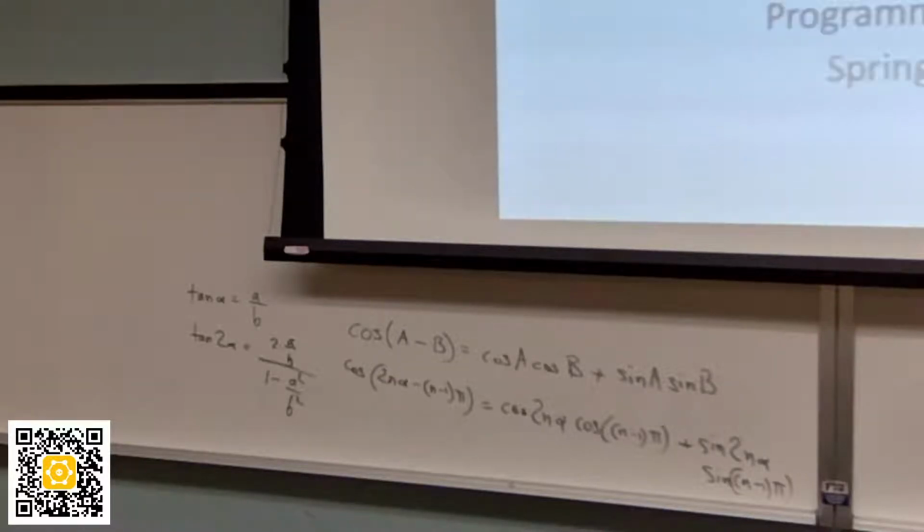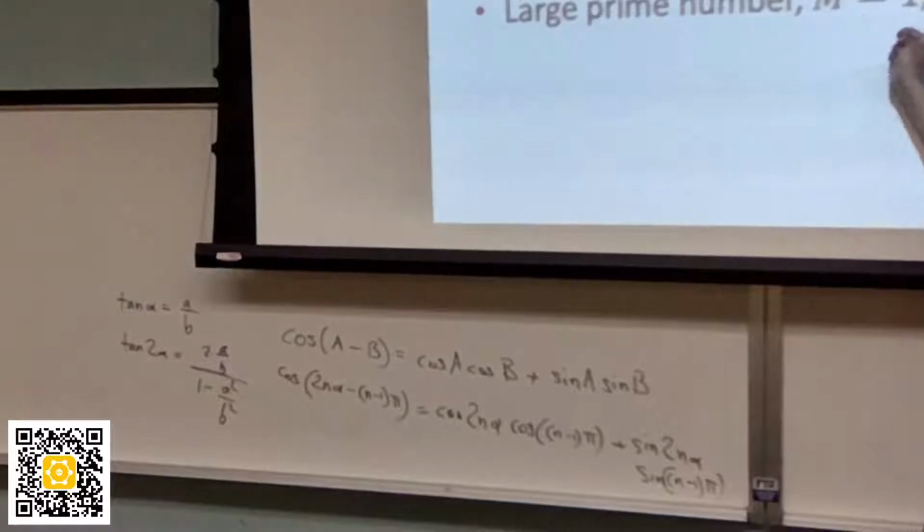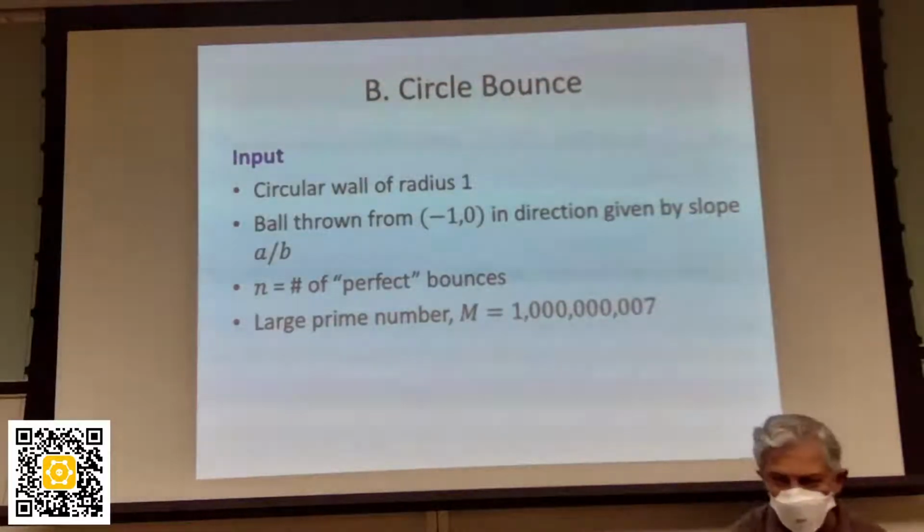All right, remember the circle bounce problem? You're given a circular room, you start a ball, and you bounce off, you stand at -1, 0, and you bounce the ball off, and you're asked what happens to it after this many bounces. Now, more importantly, you're told that n is a very large number, and you're told that all your answers need to be modulo this ugly looking number.